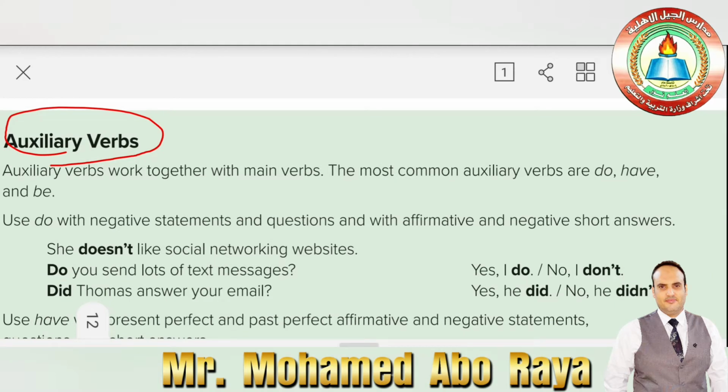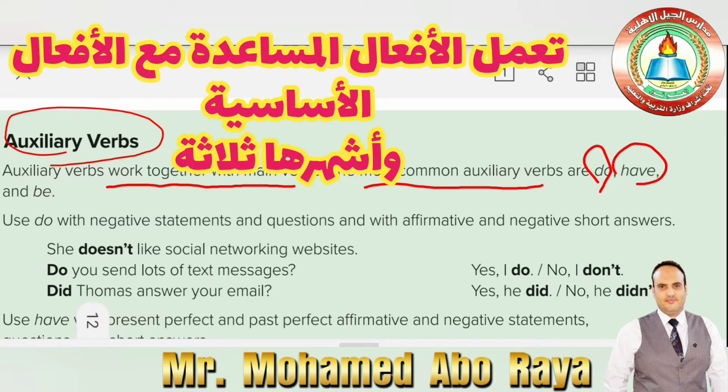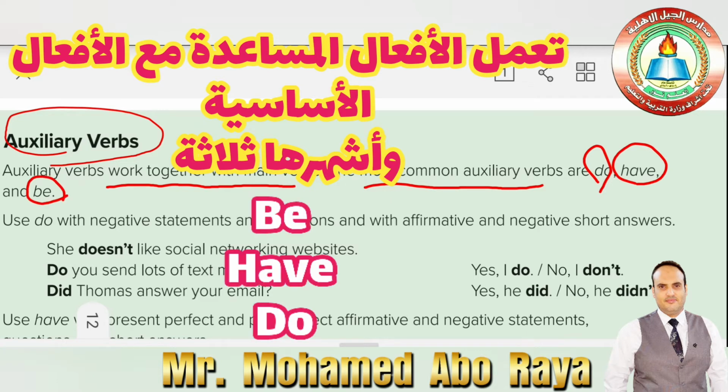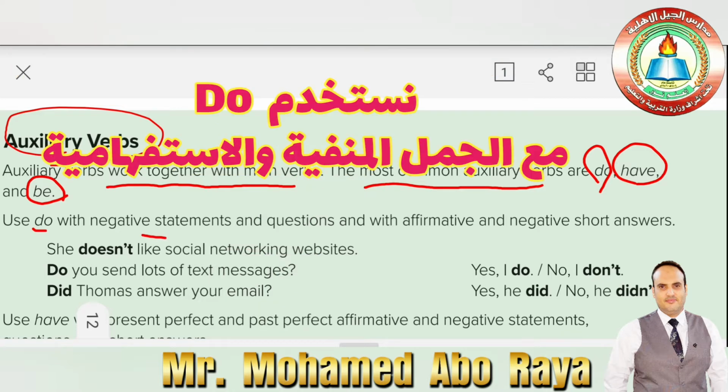Auxiliary verbs work together with main verbs. The most common auxiliary verbs are do, have, and verb to be. We use do with negative statements and questions, and with affirmative and negative short answers. In the case of negative, you can use doesn't. Doesn't after he, she, it.